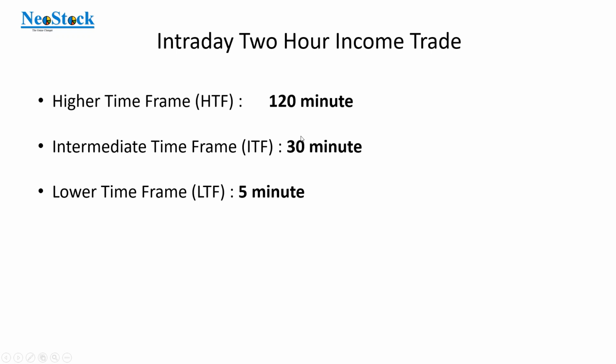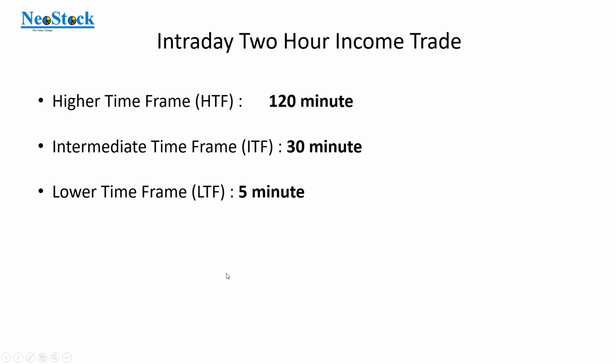But these are the standard time intervals. That's why I am giving 6 5 minute candles equivalent to 1 30 minute candle. Similarly, 4 30 minute candles are equivalent to 1 120 minute candle, that is the 2 hour candle. 2 hours, half an hour and 5 minutes. You can also use 10 minutes here.